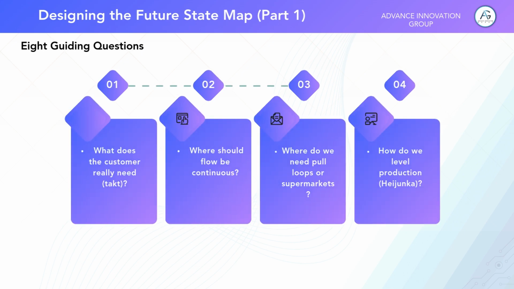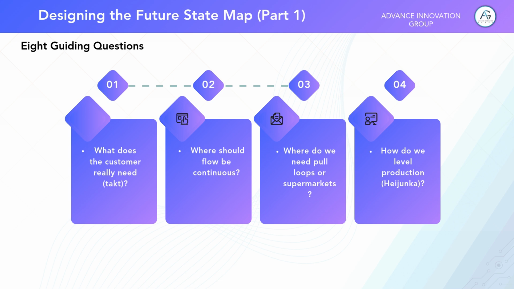When designing the future state map, we rely on guiding questions to shape improvement. We start by asking, what does the customer really need? This defines our takt time. Next, we identify where the flow should be continuous, where pull loops or supermarkets are required, and how to level production using Heijunka. These questions help ensure the future state design aligns perfectly with customer demand and process efficiency.